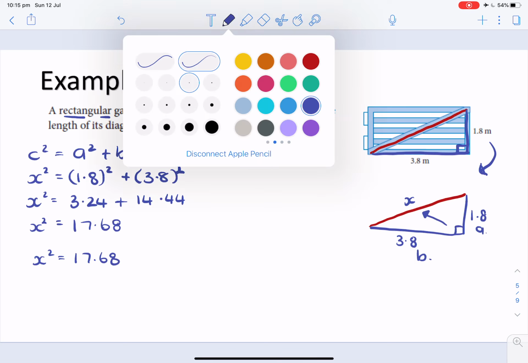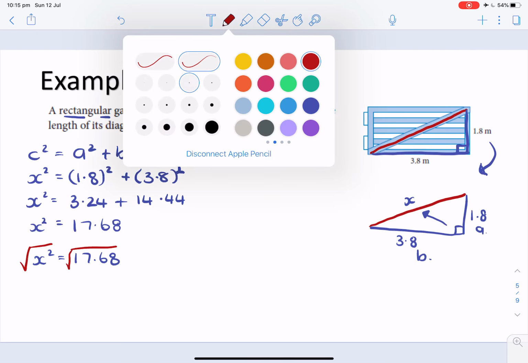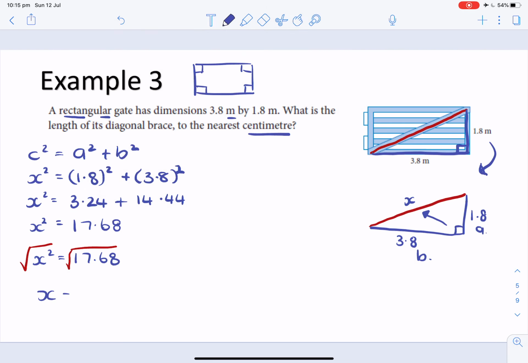And I'll change my colour. Square root that side, square root that side. And I end up with x is approximately, because we're not going to get an exact answer, 4.20 metres.